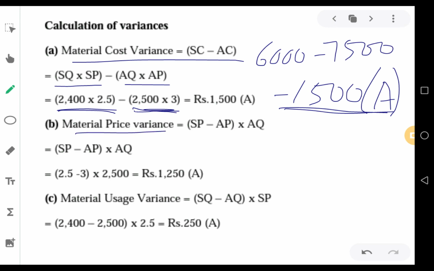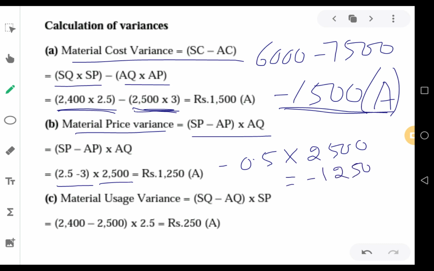The formula you have is standard price minus actual price into actual quantity. Standard price is 2.5, actual price is 3. So 2.5 minus 3 into actual quantity 2500. So when you subtract 2.5 minus 3, that should be minus 0.5. Minus 0.5 into 2500, that should be minus 1250. Again it is unfavorable, negative figure, you should be taking it as adverse variance.